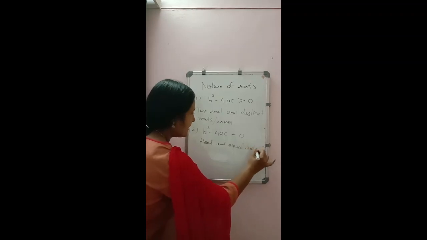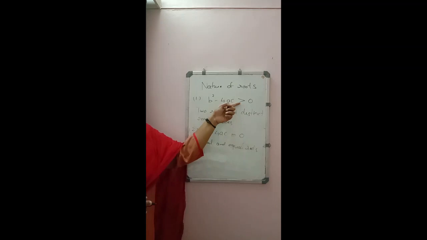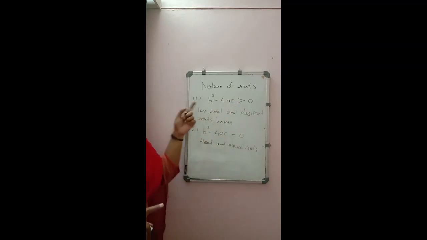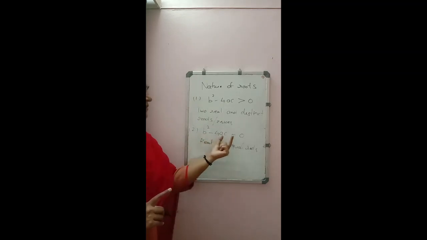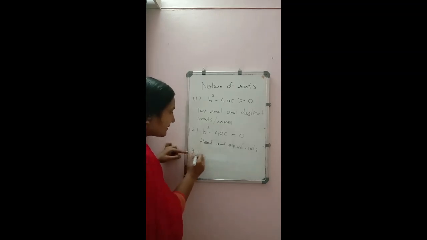So we are getting real roots in two cases. First is b square minus 4ac greater than 0, and second b square minus 4ac equal to 0. And we are getting real and equal roots in this condition only, b square minus 4ac equal to 0. Now we can check the third case.